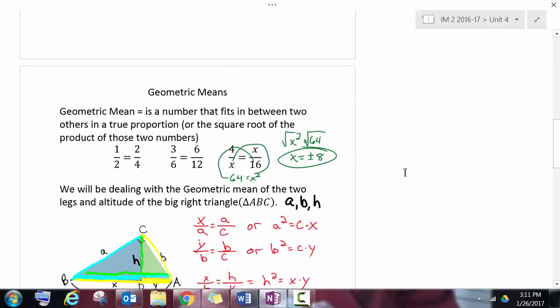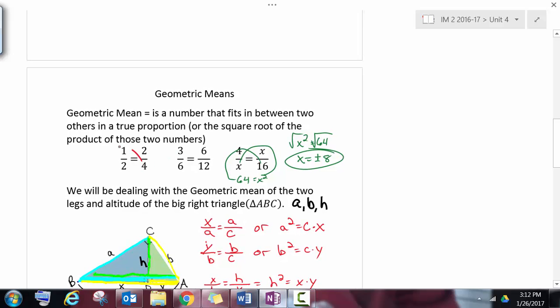It's a geometric mean. A geometric mean is a number that fits in between two other numbers in a true proportion. Or it's the square root of the product of those two numbers. So 2 would be our geometric mean. It's in between two numbers in a proportion that's true. 1 over 2 is 2 over 4. I could cross multiply and check it. 4 times 1 is 4. 2 times 2 is 4. So that makes sense. 6 is a geometric mean between 3 and 12. 3 times 12 is 36, and 6 times 6 is 36.